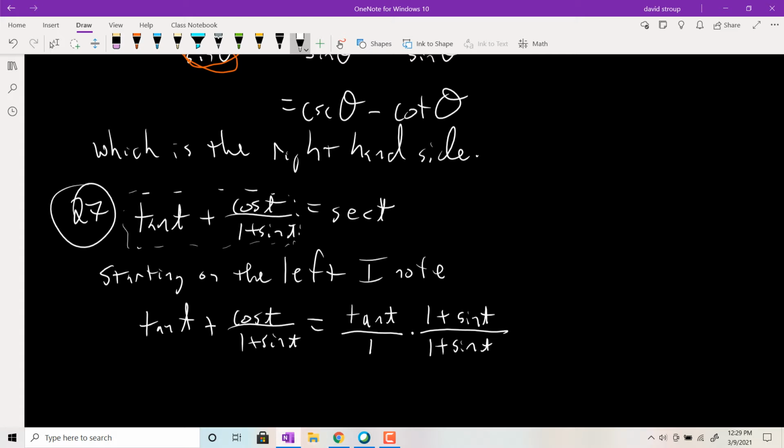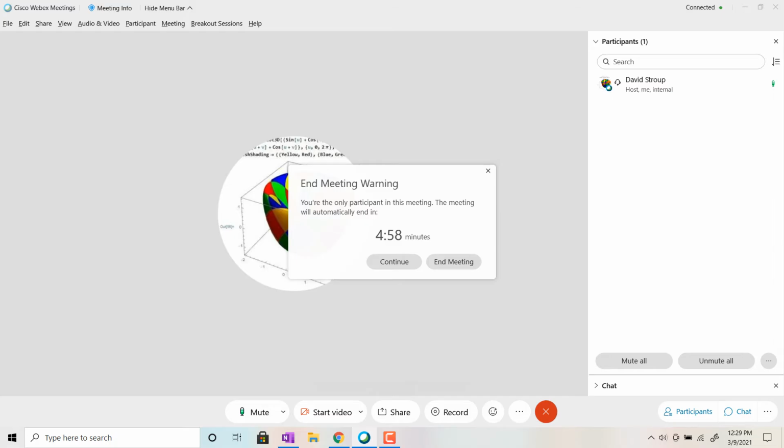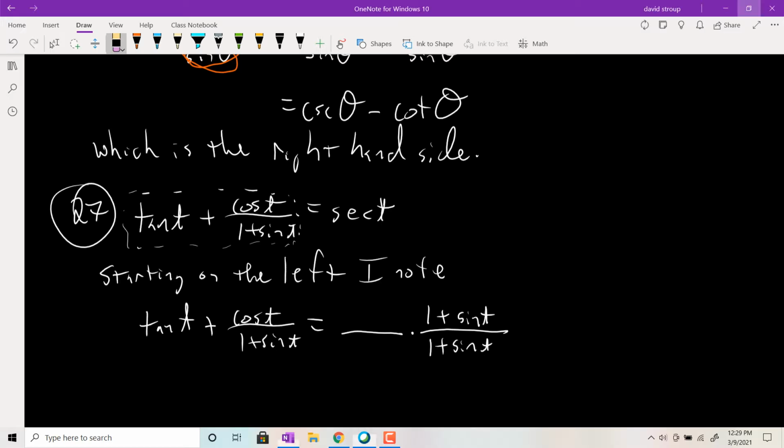Okay. And I'm going to rewrite tan as sine over cosine. So just one extra thing. So I'm going to write this as sine t over cosine t. Okay, and then plus, of course, cosine t all over 1 plus sine t, and then I'm going to have to multiply it on top and bottom by cosine t.